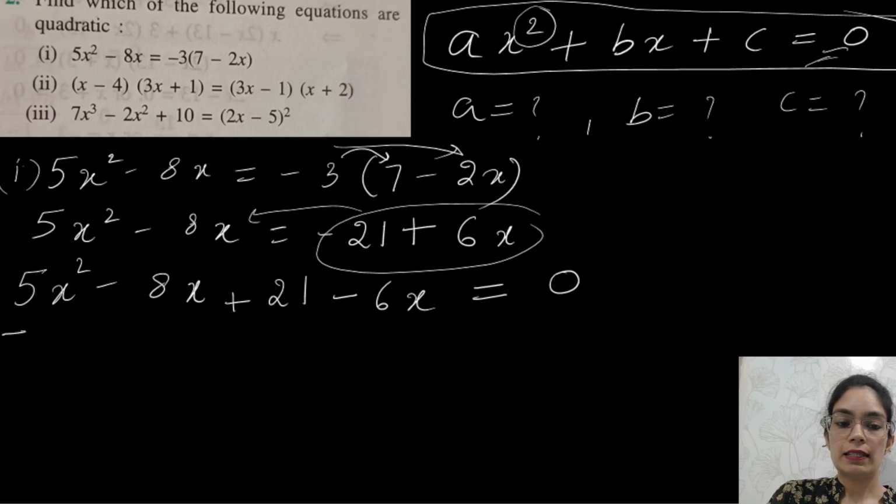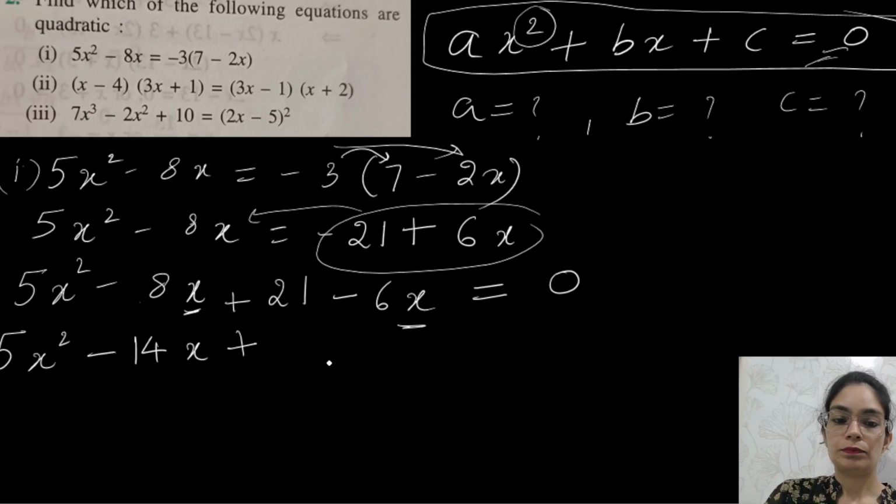Now here you can see if any like terms are there. 5x square, no other like term. Here minus 8x and minus 6x, because both of the terms have x, these are the like terms. So minus 8 minus 6 is minus 14. So minus 14x plus 21 is also a single term, no like terms, is equals to 0.